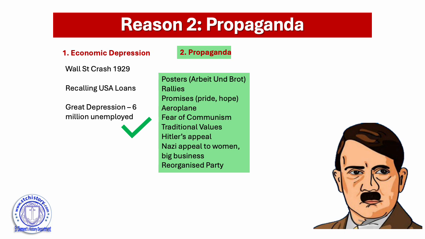Now we need 3, don't we? 3 good bits of evidence that we explain. So we'll have the posters, definitely. The rallies, the promises of pride and hope, the aeroplane. Hitler could bring in the fear of communism that we previously talked about. He could offer the traditional values, his appeal of himself. You could bring into this paragraph how he's appealed to women, businesses, farmers, which we'll have a look at in this paragraph. And of course, the reorganization of the party. There's plenty in this paragraph for you to get really strong analytical argument.